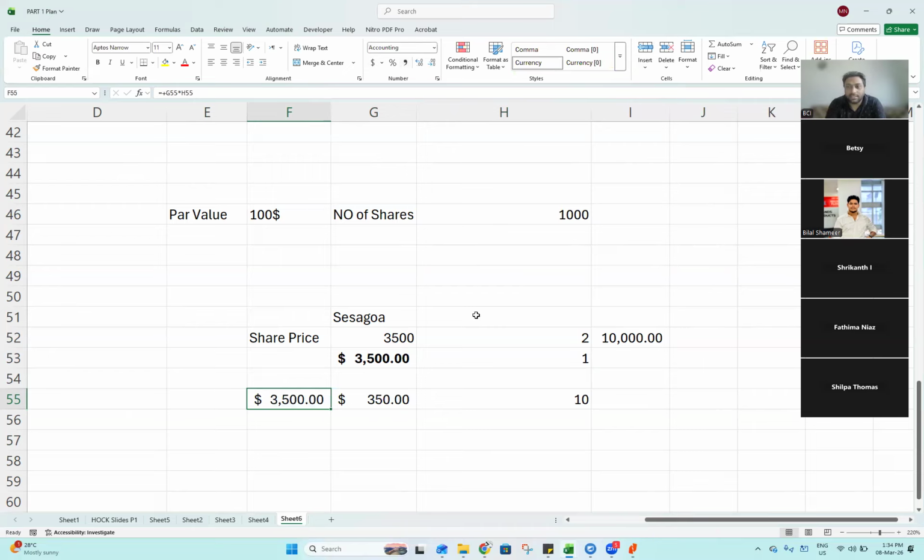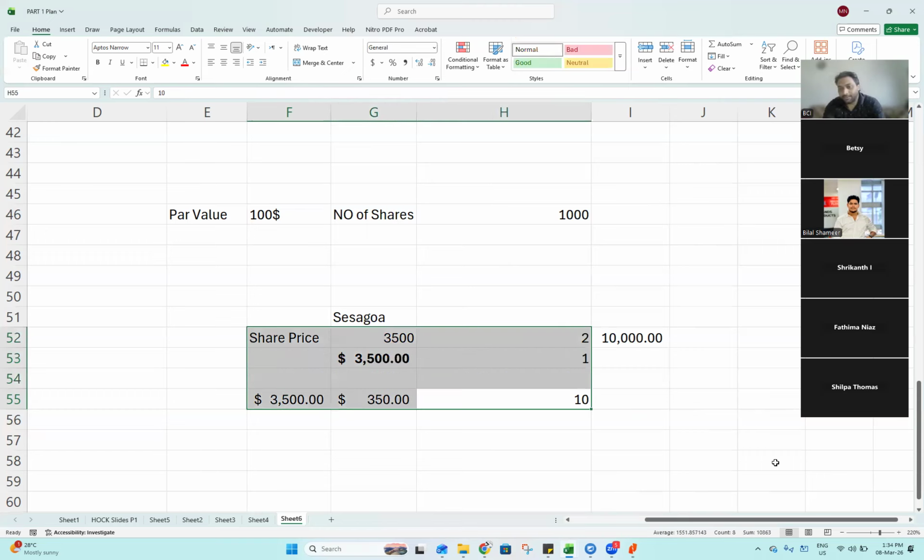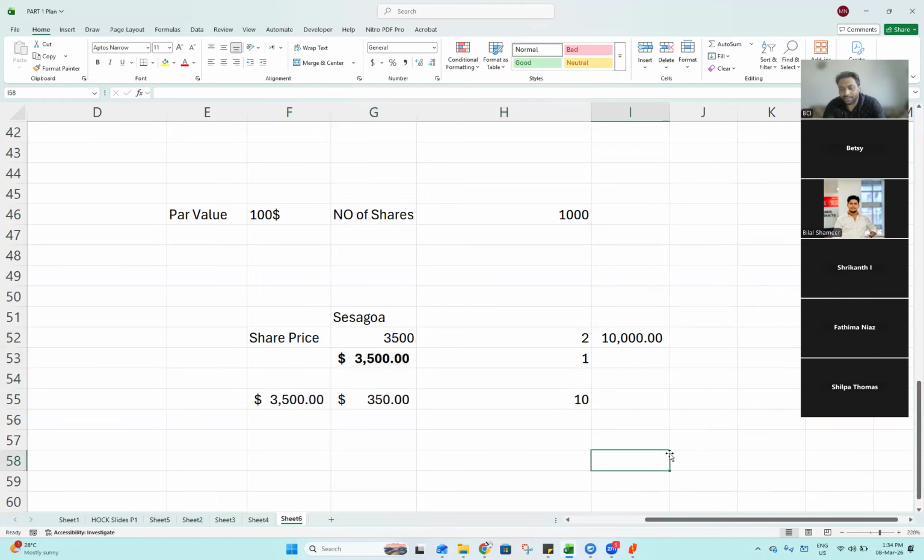Now what happens? This is more liquid, right? Poor people also can buy the shares. So the share becomes more liquid. Clear? So this process is called the stock split. Clear?